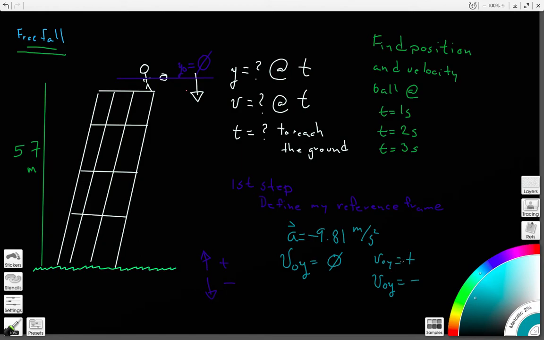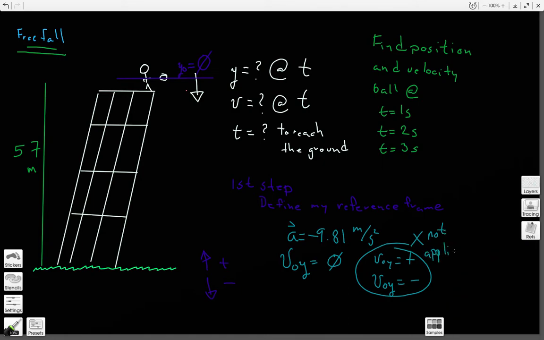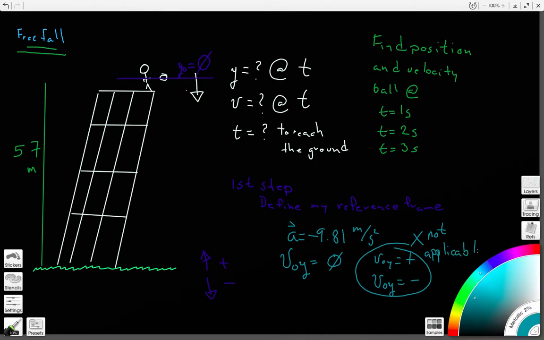But since the problem does not state that my ball is either thrown up or thrown down, the problem only states that I let go of the ball. Therefore, my initial velocity is 0. So this thing right here does not apply. So, not applicable. I don't know if it's spelled with a double P. I think it is.